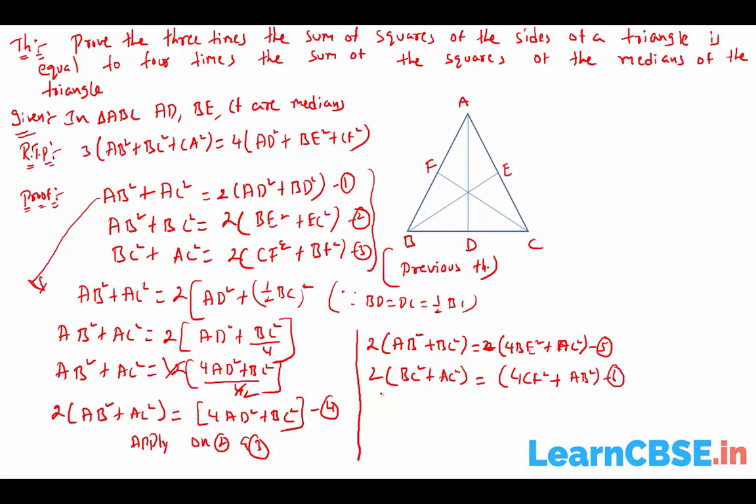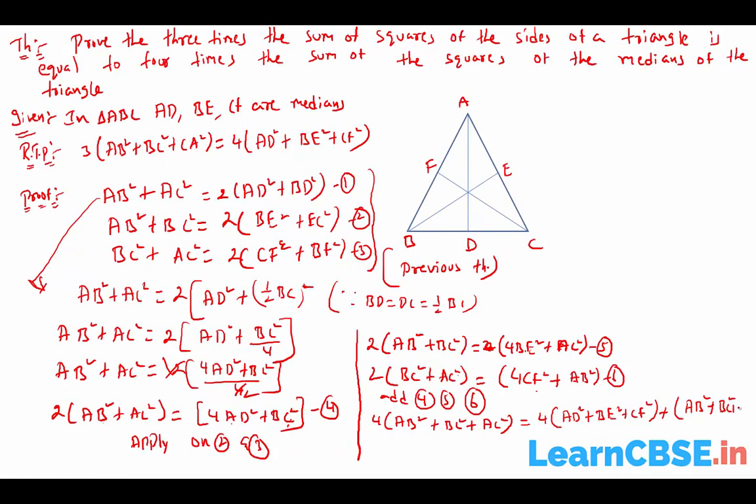So add 4, 5 and 6. You will get 2AB square, 2AB square, 4AB square; 2AC square, 2AC square, 4AC square; 2BC square, 2BC square, 4BC square. So 4 into (AB square plus BC square plus AC square) equals 4 into (AD square plus BE square plus CF square) plus AB square plus BC square plus AC square.